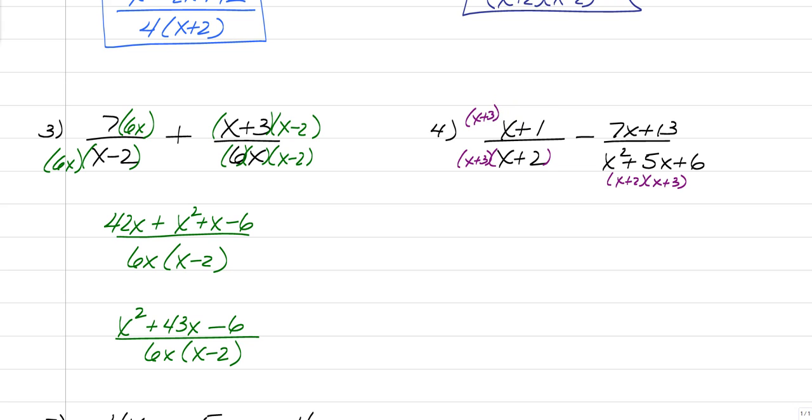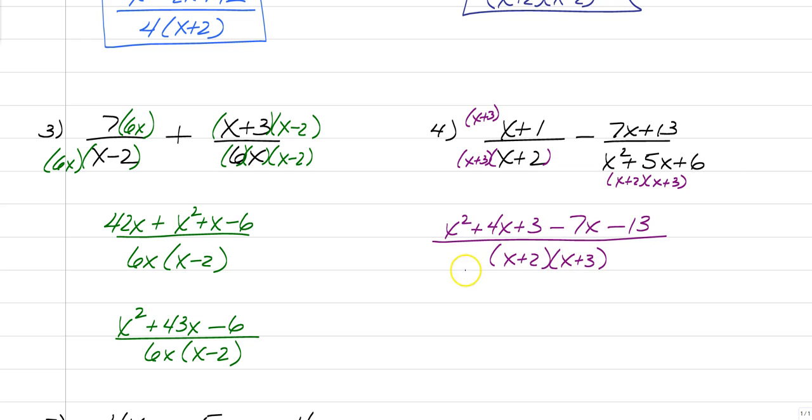And now you just have to factor, or FOIL on the top. So that's going to give you x squared plus 4x plus 3 minus 7x minus 13. Because when you are subtracting, you have to remember to subtract both terms. And that, of course, is all over x plus 2 times x plus 3.